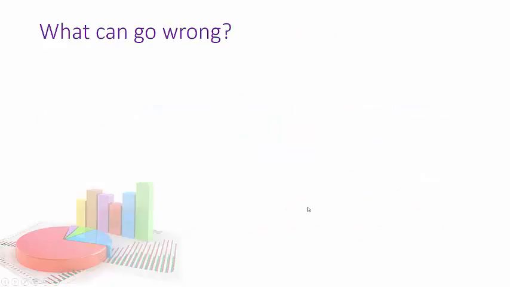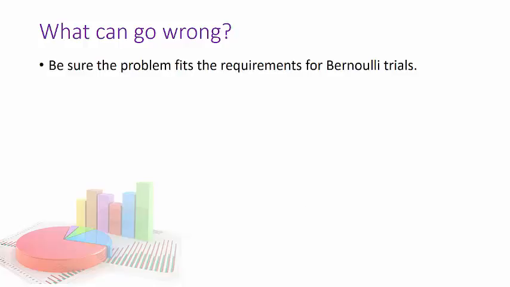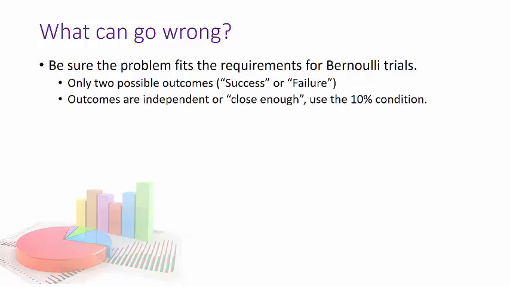So what can go wrong? We've been doing geometric models, binomial models, and now a normal approximation. So first of all, these use Bernoulli trials. And the requirement for that is you've got to have only 2 outcomes, success or failure. All right. Outcomes are independent or close enough. Now, what's close enough? That is when we're worried about probabilities changing because we took too big a sample. And the 10% condition is the one that applies there.